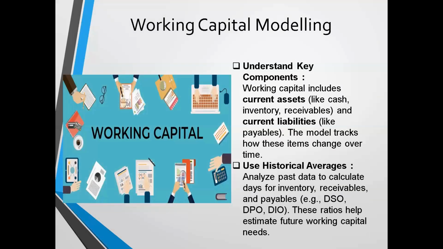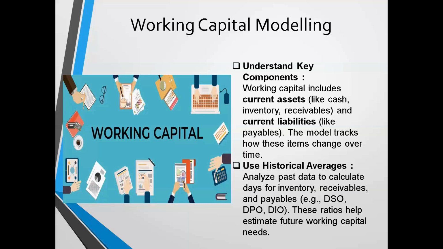Working capital model. Understand key components. Working capital includes current assets like cash, inventory, receivables, and current liabilities like payables. This model tracks how these items change over time. Use historical averages. Analyze past data to calculate days for inventory, receivables, and payables. Example: DSO, DPO, and DIO. These ratios help estimate future working capital needs.